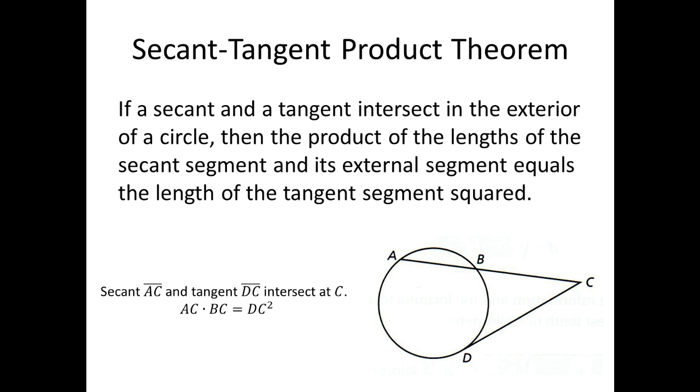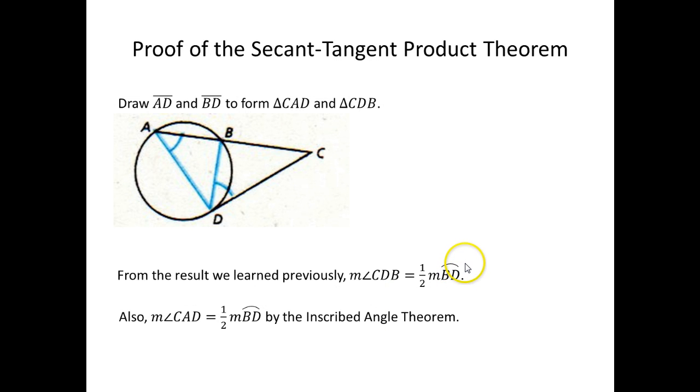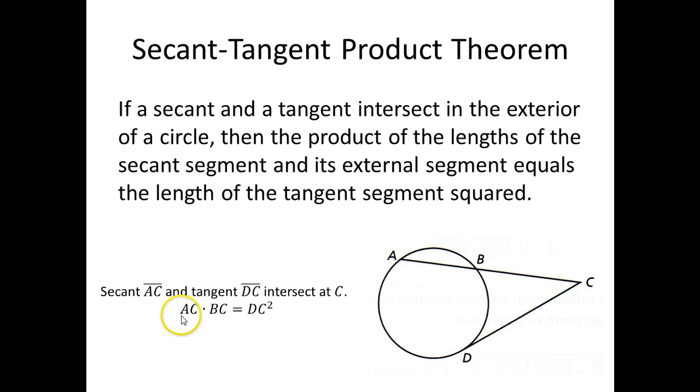But why is this happening? Well, essentially what we have here are two similar triangles. If we draw in line segments AD and BD so that we make two triangles, the big triangle CAD and CDB, it turns out that the big triangle CAD is similar to the triangle CDB. We're going to prove that now. From the fact that those two triangles are similar comes our secant-tangent product theorem, the equation that I just told you.